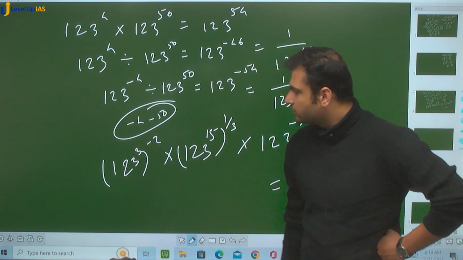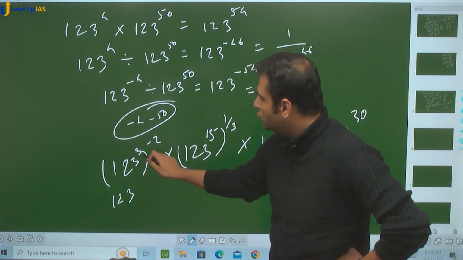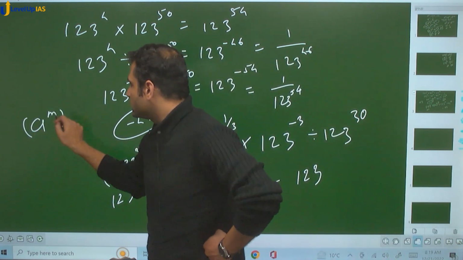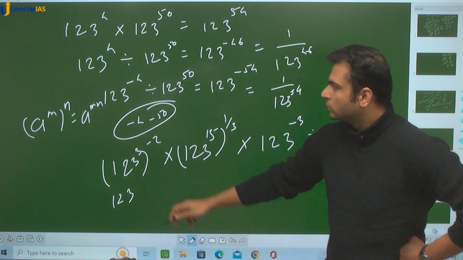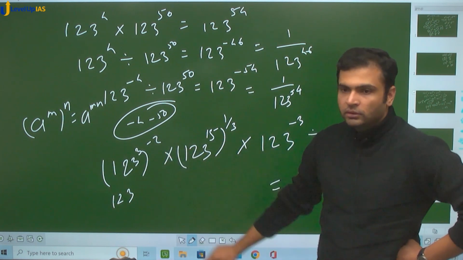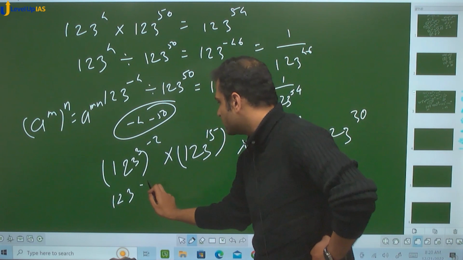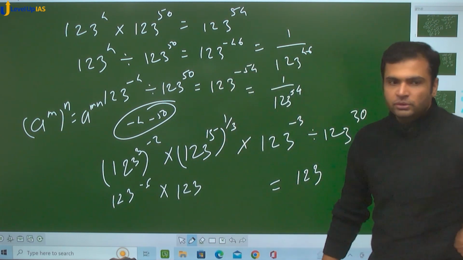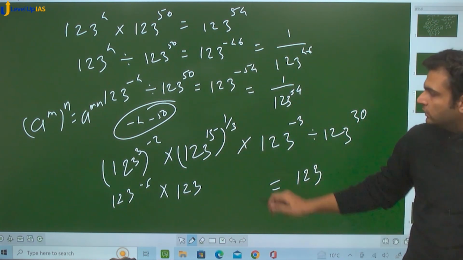Here, what is this? 123 cube raised to minus 2. Use this property, a raised to m raised to n is equal to a raised to mn. So these two numbers multiply. Minus 6, positive into negative is negative. This is 123 raised to minus 6. Here 15 into 1 by 3, 5 threes are 15.